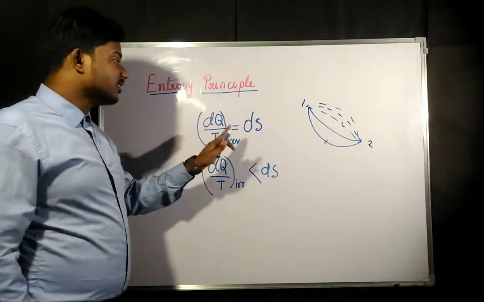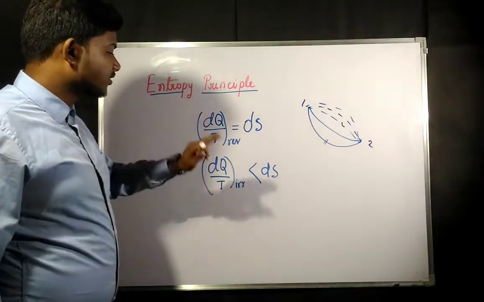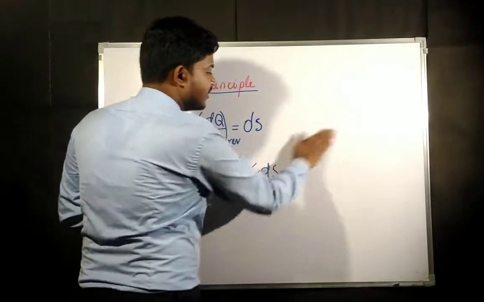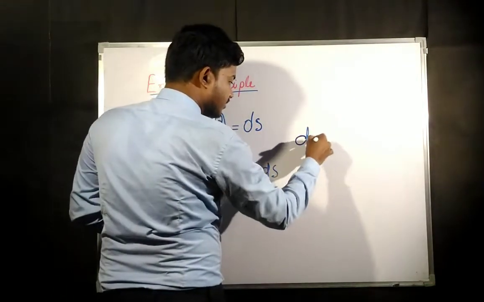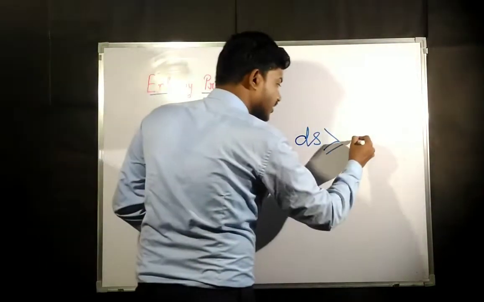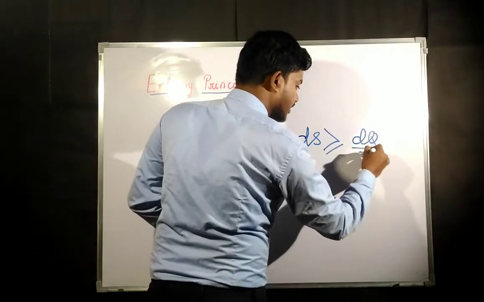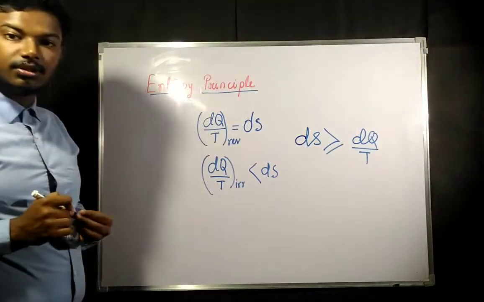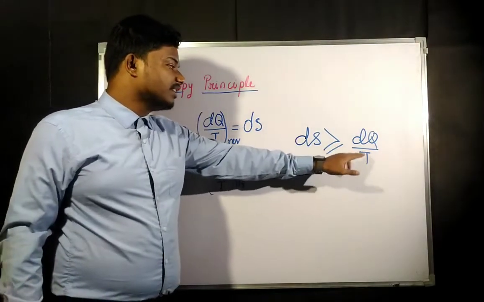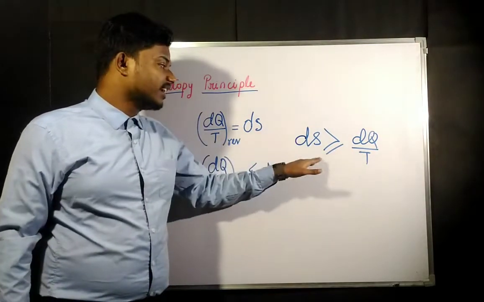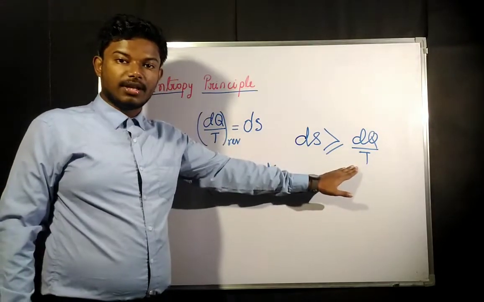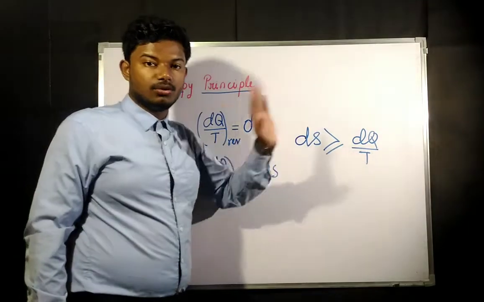Now if we know these two things, we can easily say that dS must always be greater than or equal to dq by T. We can say that because dS is dq by T for reversible, and always greater than dq by T for irreversible. This thing we know.